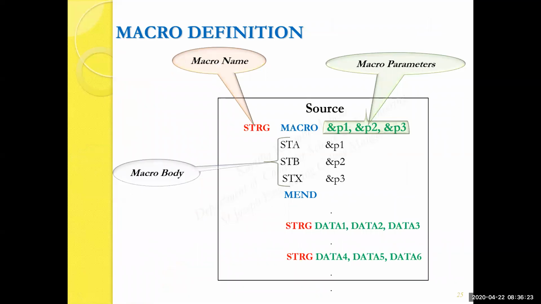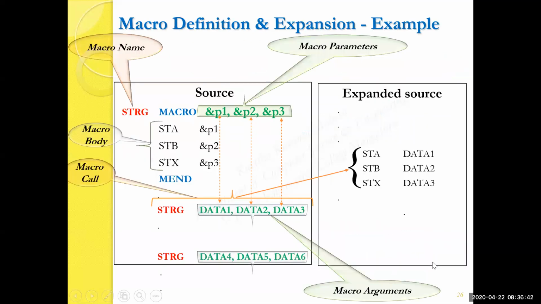So the same macro has been written using parameters P1, P2, P3, and it is being invoked with the name strg, and following that we have arguments data 1, data 2, data 3. A second call to the same macro is done with a different set of arguments data 4, data 5, data 6, and we can see the expansion that is generated for the first macro invocation here in the expanded source.